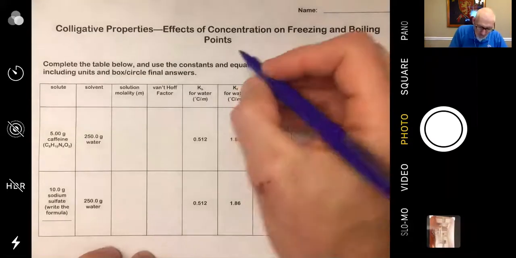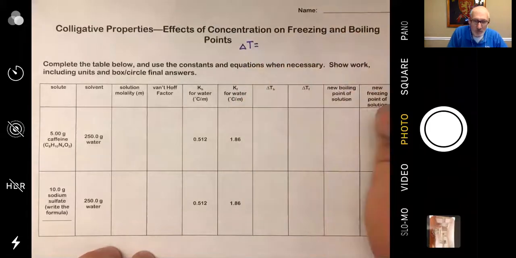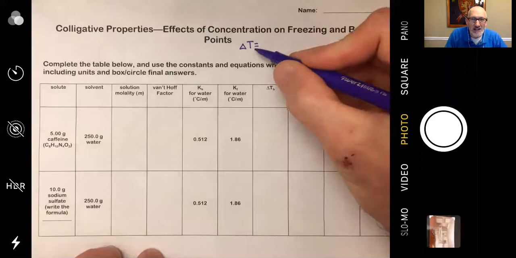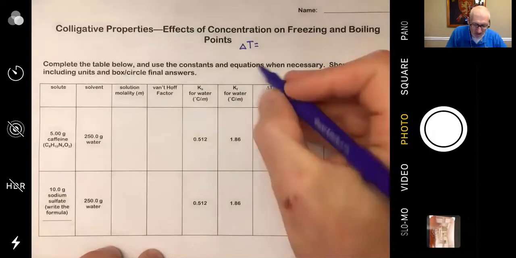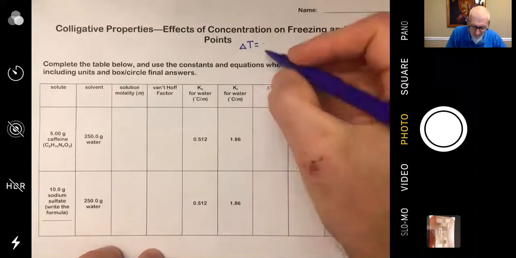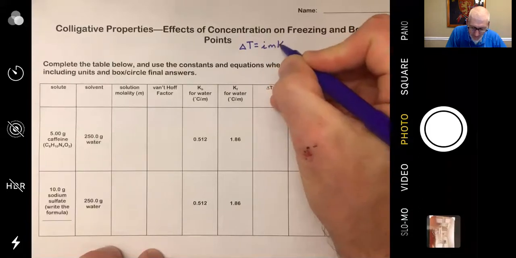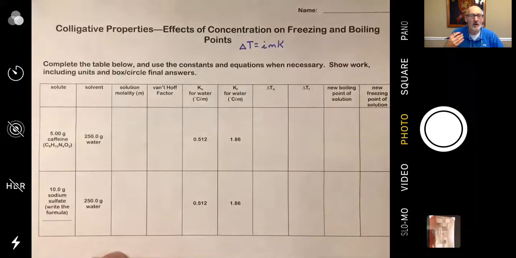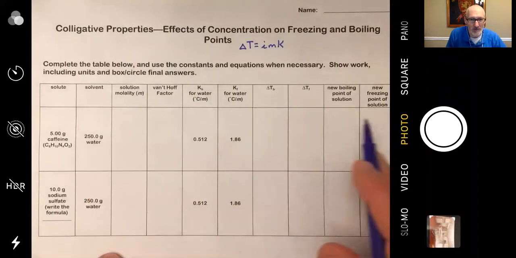And the formula that we use for this, and if you recall or you weren't here or you just need a reminder, the change in temperature, and this is for a boiling point elevation or a freezing point depression. The amount by which the boiling point or freezing point changes, that's delta T, is given by this formula, ΔT = imK. And we're going to talk about what those three things are as we work across this table here.